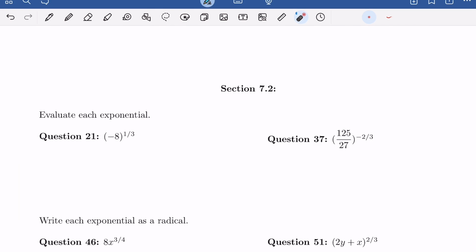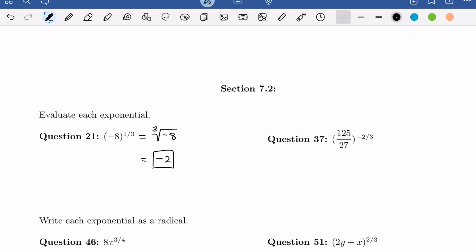All right, so in section 7.2 here, we're going to be working with rational exponents. So let's look at this first example here. For question 21, we want to evaluate this exponential expression. We have negative 8 to the 1/3 power. Well, this is the same thing as the third root of negative 8. Now we know the third root of negative 8 is negative 2 here, so this is our final answer for this one.